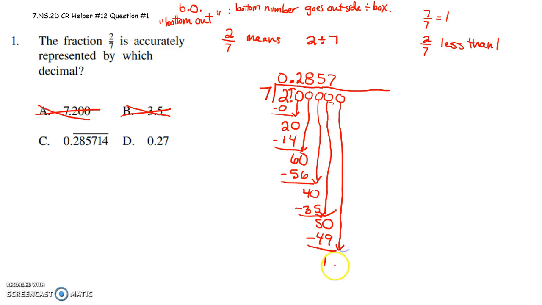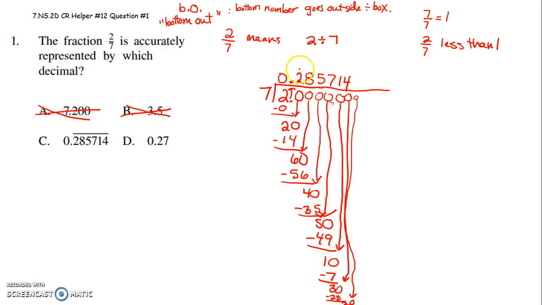Good times. 7 goes into 10 once. 10 minus 7 is 3. Drag down our next 0. 7 goes into 30 4 times. That gets us 28. Subtract off. We have a 2. And we drag down our next 0. And then we start the repeat. 7 goes into 20 twice, and we'd start our repeat.